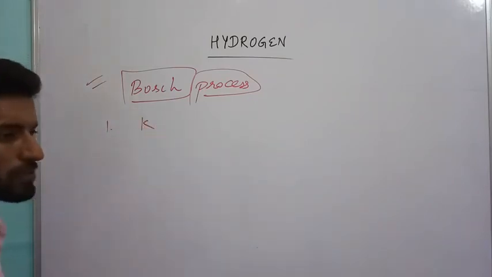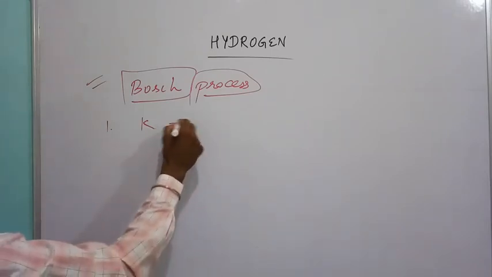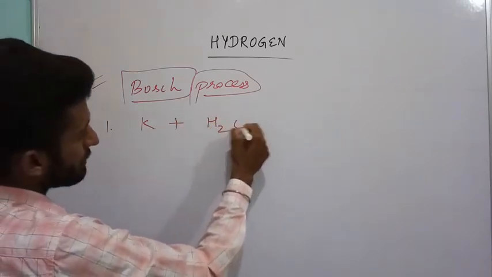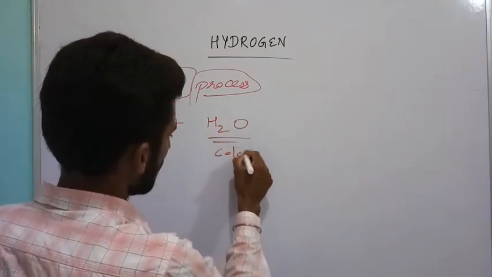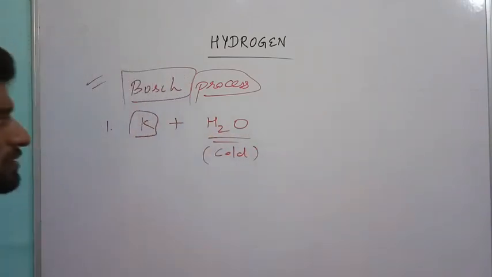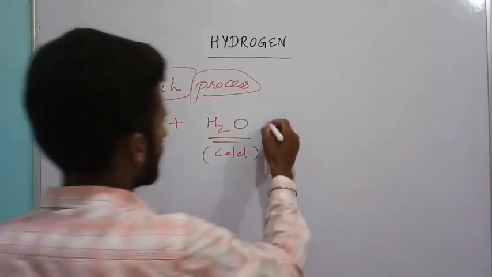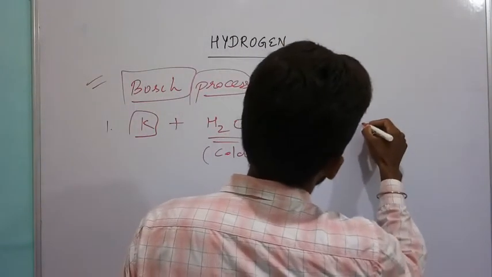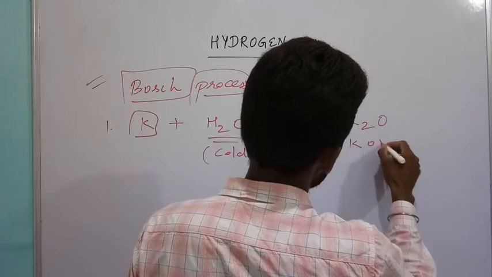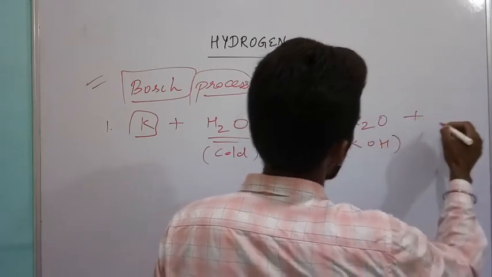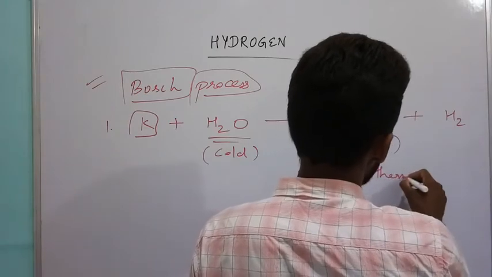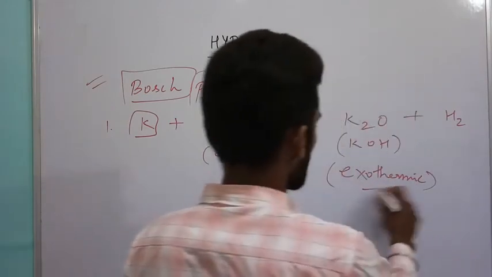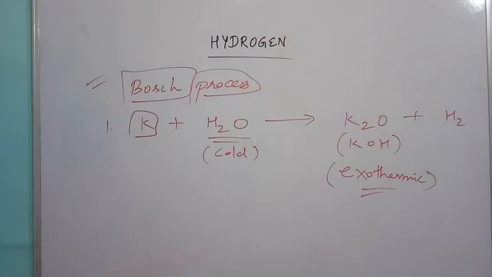like the elements which undergo the displacement reaction very easily, like potassium, which is an alkali metal, when it is treated with cold water. When potassium is mixed in cold water, what happens? There is formation of potassium oxide followed by formation of potassium hydroxide, and a large amount of heat is produced. The reaction is exothermic, potassium starts burning and hydrogen gas is liberated.